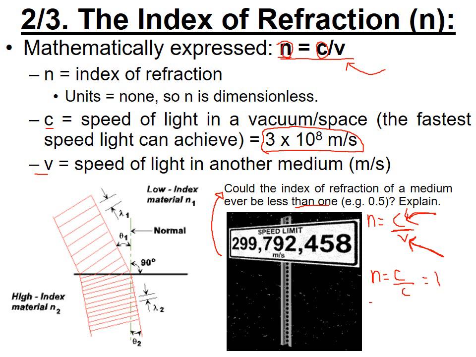So the lowest index of refraction that you can get is actually 1. That's just basically saying the speed of light in this medium is as fast as it is in space, which you'd only really see in space. You wouldn't see it in other media because all the particles slow down light.